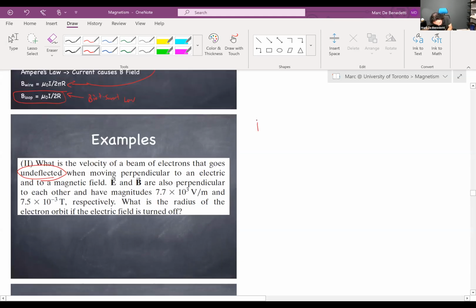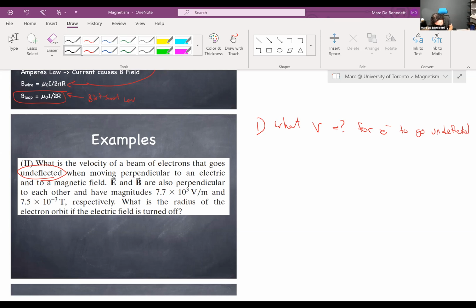So there's sort of two parts here. Part one is what's the velocity for an electron to go undeflected. Okay, so we've already done an example very similar to this. I think the example we did before was we knew the speed and we were calculating the strength of the required magnetic field. Here we have E, we have B, and we have to reverse engineer the speed that would require the particle to travel undeflected.